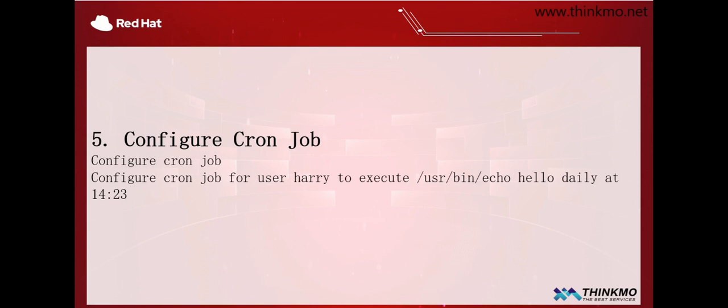But for this question, it cannot be verified. Why is that? Firstly, because we are dealing with a scheduled task. Generally, a scheduled task requires us to execute a command at a specific time. So here's the problem.